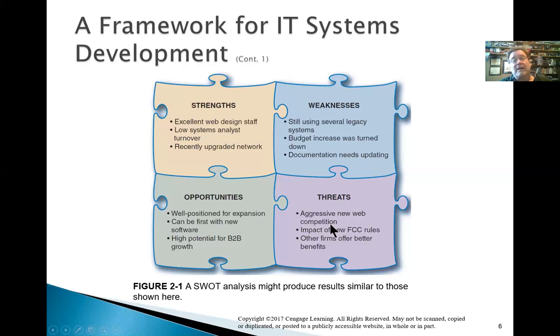Outside, we've got a lot of competition. Competition already implies external, right? The impact of the FCC rules, well, that's government.